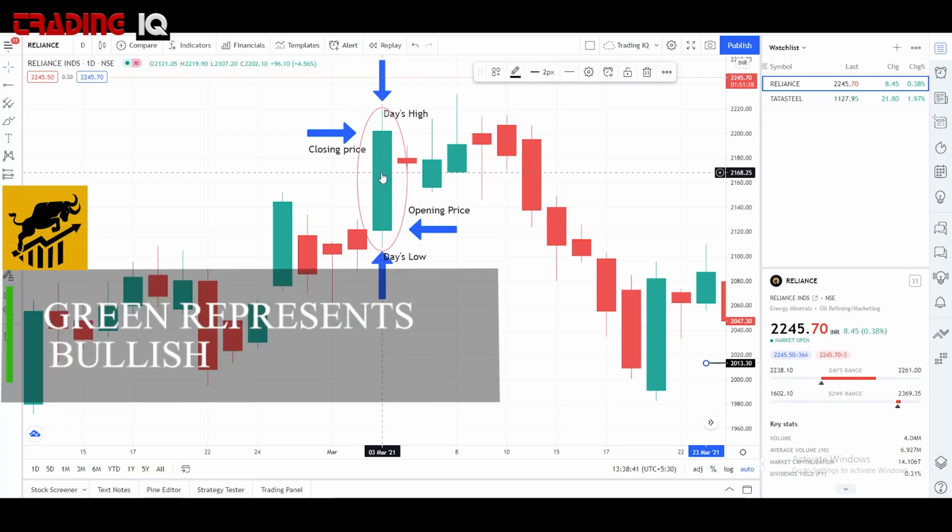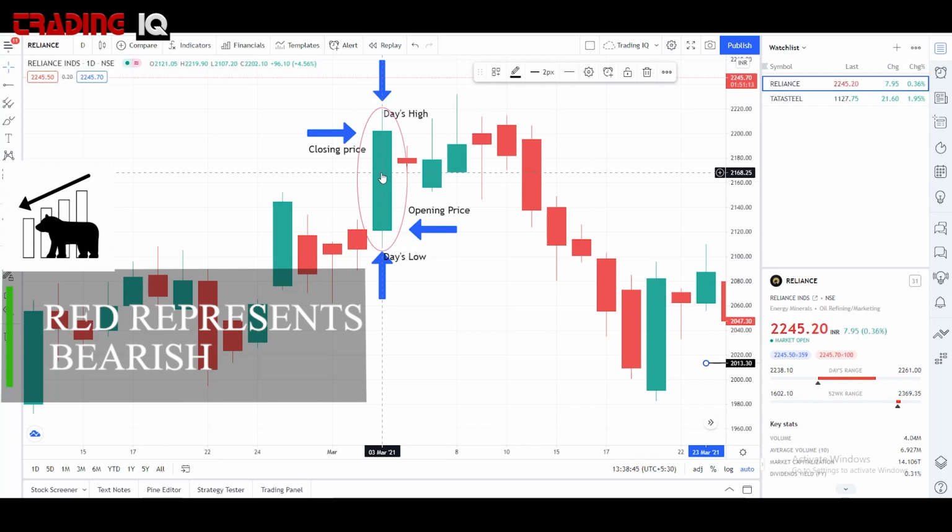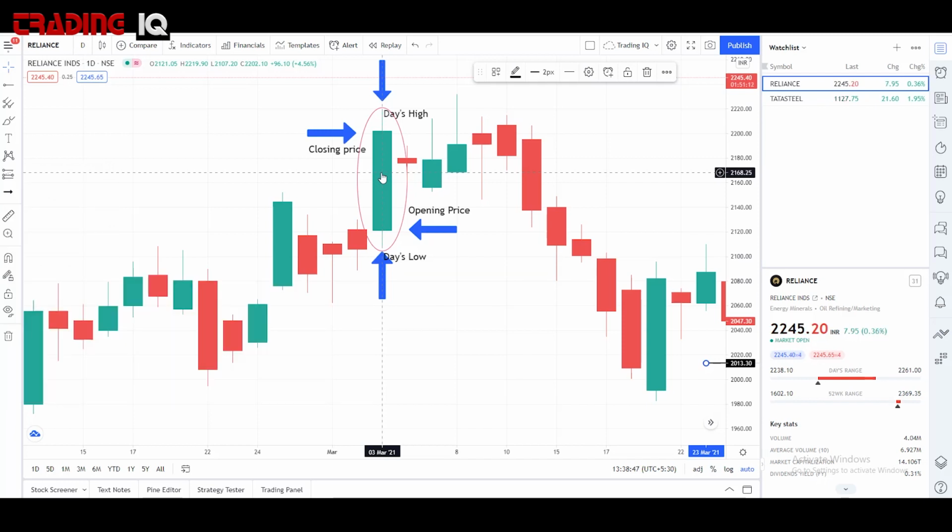Now, why is the color of this candle green? So green represents bullish, red represents bearish. So on this particular day, on March 3rd, it formed a bullish candle, which is a green candle, and I've already mentioned how you can look at the prices like day's high, day's low, opening price, and closing price.